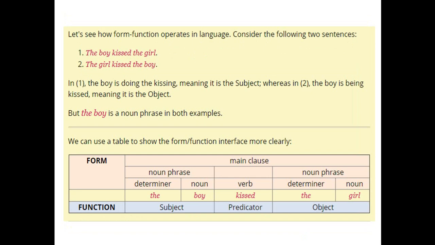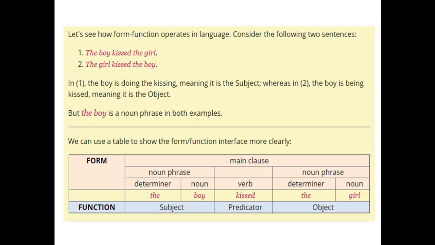Let's see how form and function operate in language. Consider the following two sentences. First, the boy kissed the girl. Second, the girl kissed the boy. In the first sentence, the boy is doing the kissing, meaning it's the subject, whereas in the second sentence, the boy is being kissed, meaning it's the object. But the boy is a noun phrase in both examples.